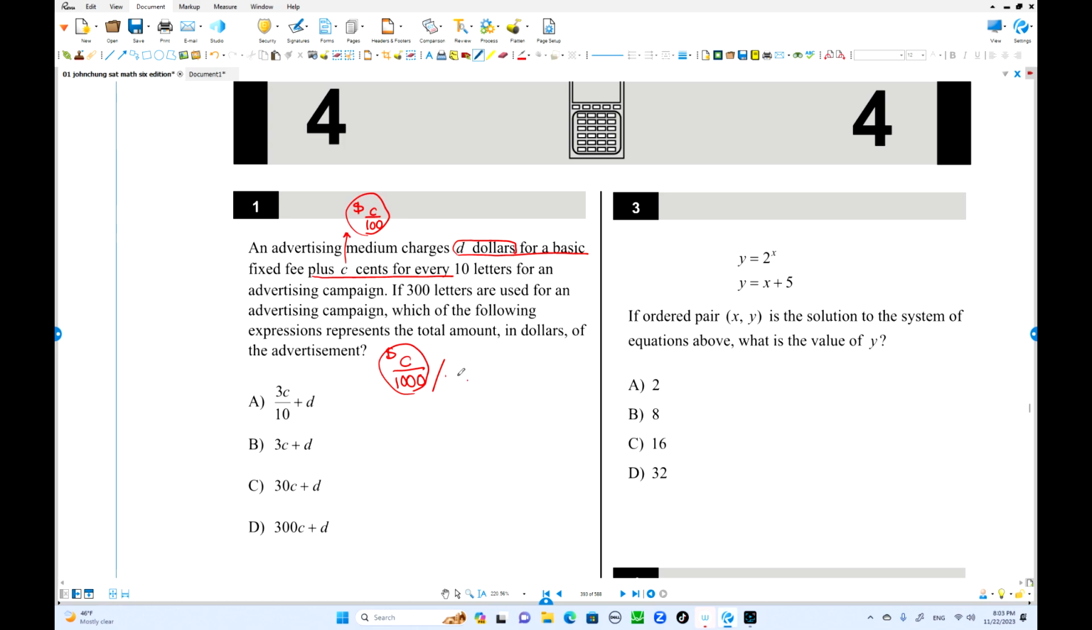Each, I'm gonna just say each. Okay, so what is the total amount? D dollars, because we're gonna express it in dollars. So D dollars plus C over 1,000. After that, we're gonna multiply by 300 letters, that is the number of letters. That is the total amount, in dollars. So the two zeros are out, and actually D plus 3 times C is 3C over 10, right? That is the total amount. Okay, thank you. Choice A is the answer.